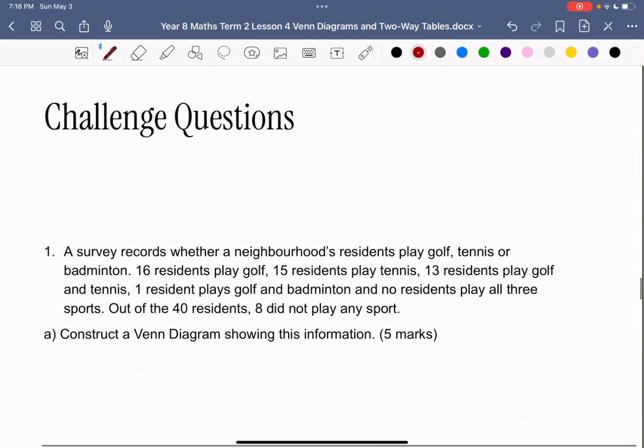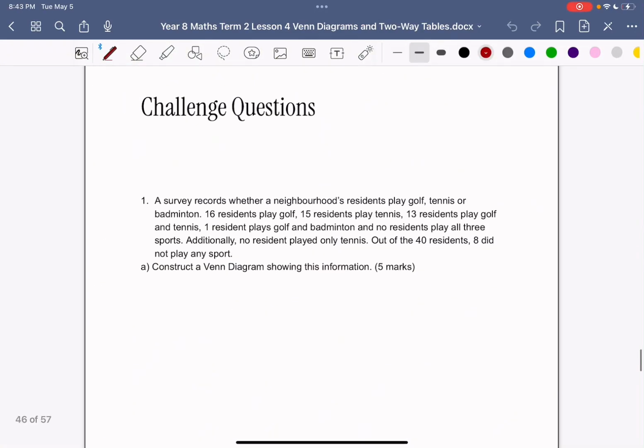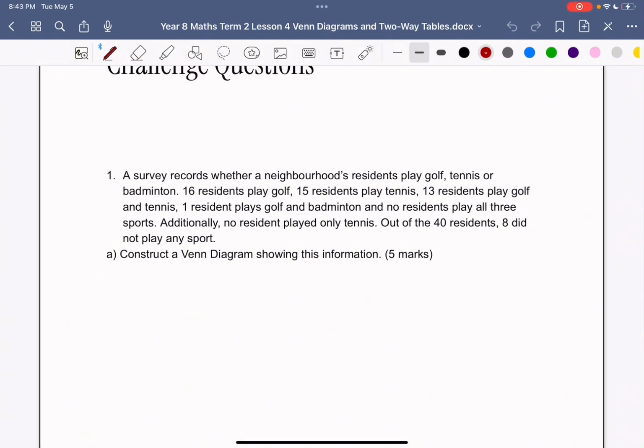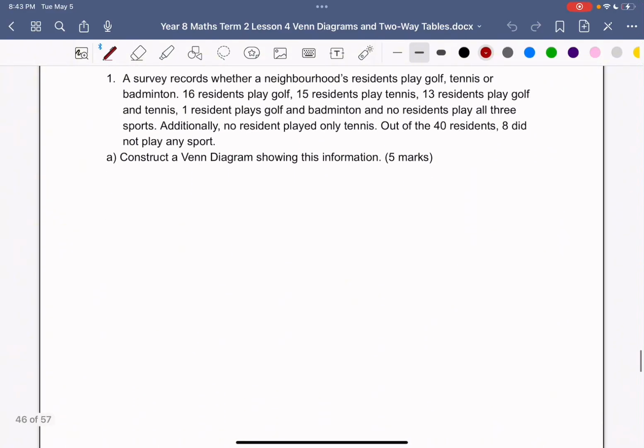Now moving on to challenge questions. Number 1, a survey records whether neighbourhood residents play golf, tennis or badminton. 16 residents play golf, 15 residents play tennis, 13 play golf and tennis, and 1 resident plays golf and badminton, and no residents play all 3 sports. Additionally, no resident played only tennis. So out of the 40 residents, 8 did not play any sport.